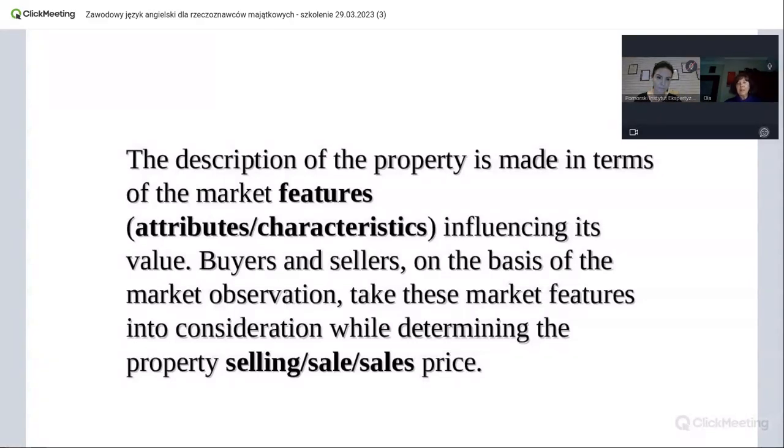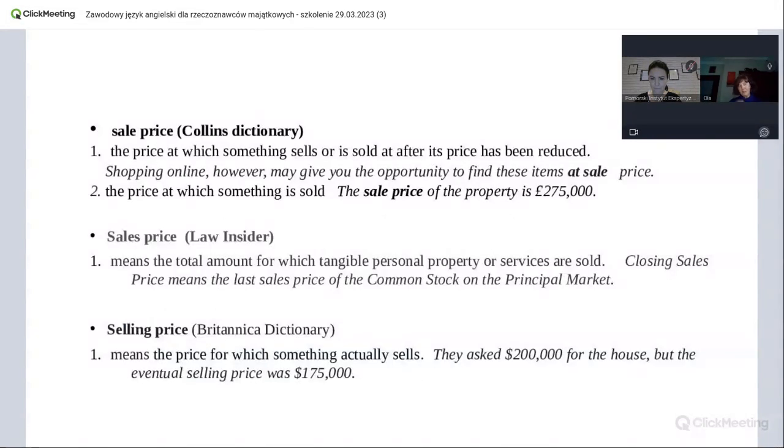So the market features influence its value, and buyers and sellers, on the basis of the market observation, take these market features into consideration while determining the property selling, sale, sales price. All the expressions selling price, sale price, sales price, they are all correct. I took the definitions from dictionaries, and Collins Dictionary gives two definitions of a sale price. And I think this one is the most dangerous. Why? Because in one word, you've got two meanings.